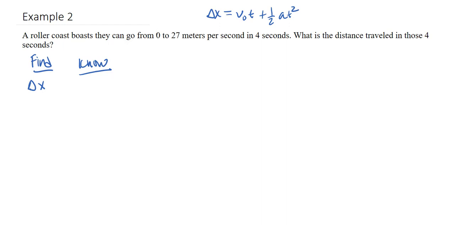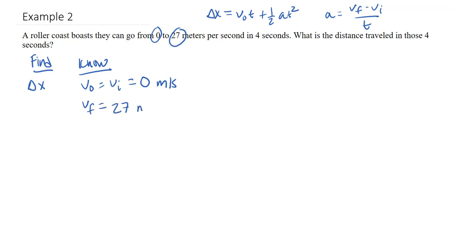Well, we're starting out at 0 meters per second. So that means our v0, which is our v initial, our initial velocity, it's the same thing. When we see the acceleration equation, that's going to be 0 meters per second. Our v final is 27 meters per second, because our final speed is 27 meters per second. And then our time is going to be 4 seconds.